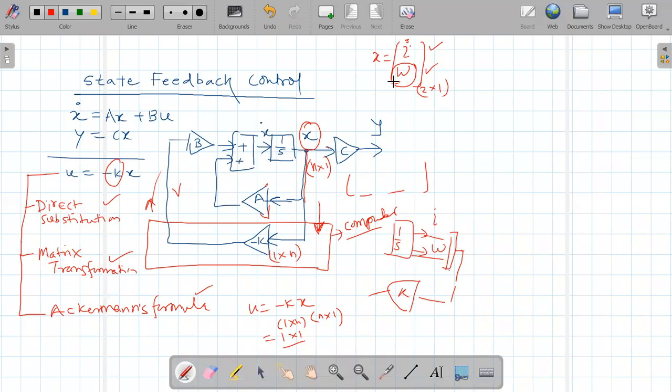But suppose one variable is not available for measurement, or the sensor is not available, or the sensor is very expensive, so we cannot measure that. In that case we need to estimate that value. We need to determine that value by some calculations. We need to observe that value, and that is called the observer. So we have to mathematically determine that value and then feed it to the k.